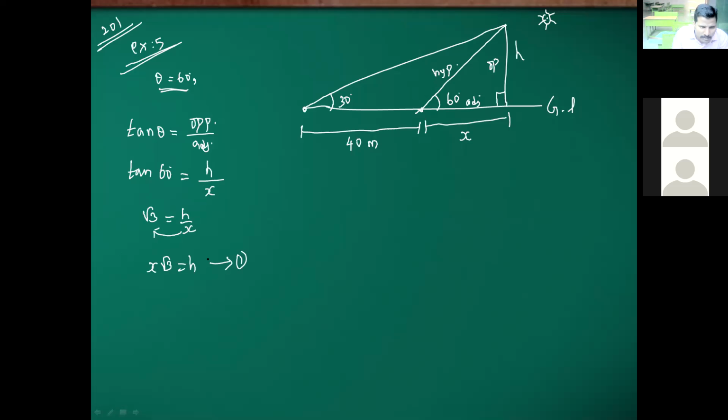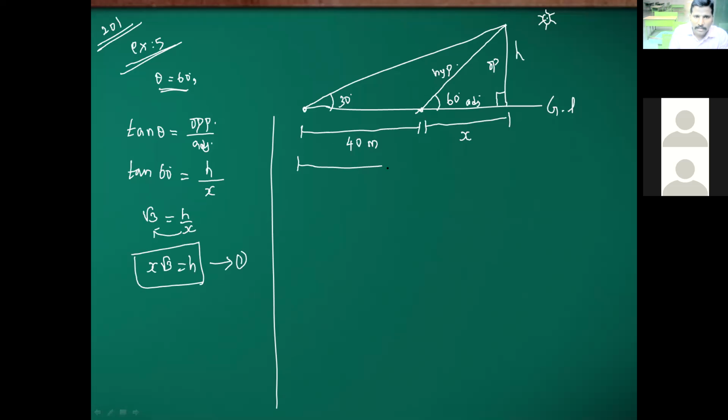Take answer number 1, let me box it. Now I got the h value in terms of x, but I need it exactly as a number. Okay, then we'll go for the next triangle.